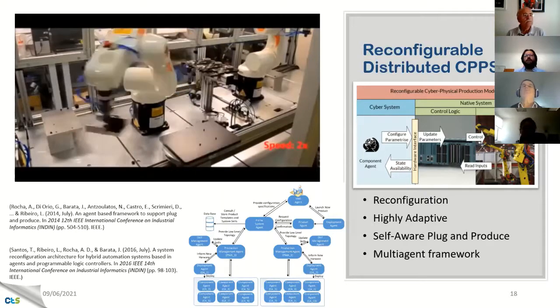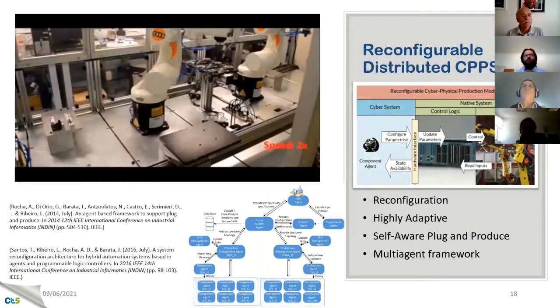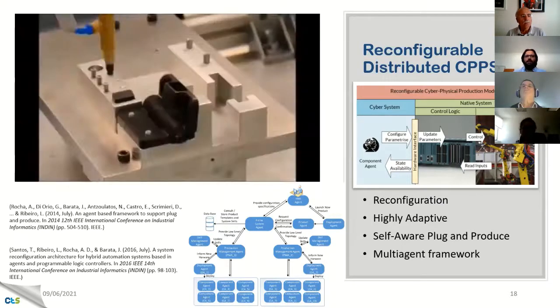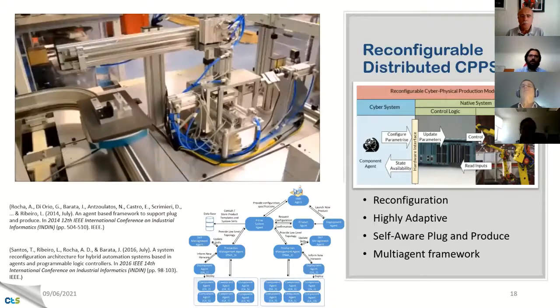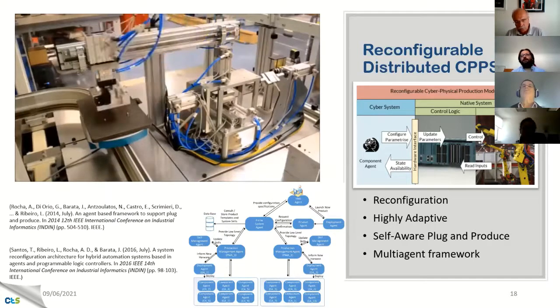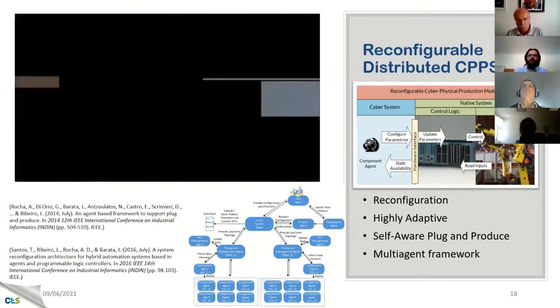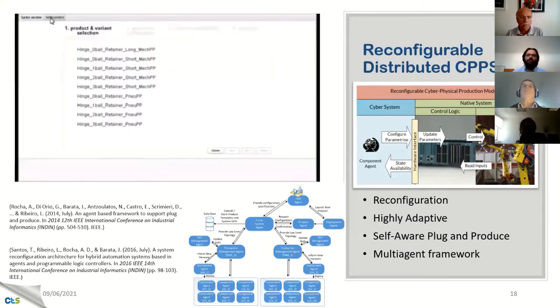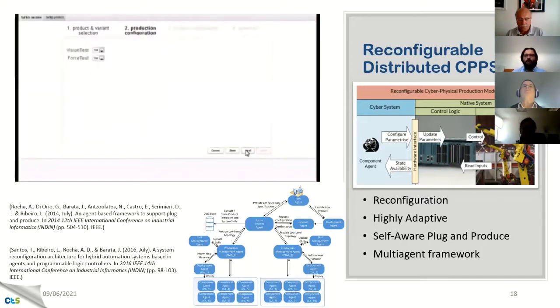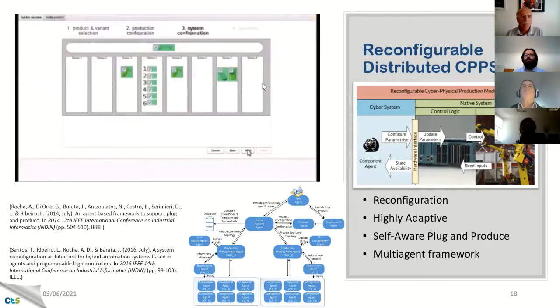The agents will detect which resources are plugged in the production line. We'll know which kind of capabilities can be offered by the production line, but the agents will just reconfigure the production line according to the desires of the product. We are not controlling the hardware, we are just changing some parameters.